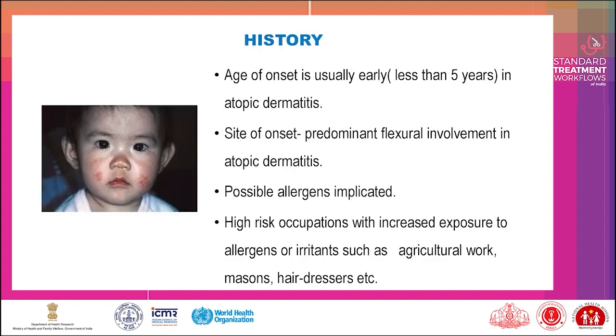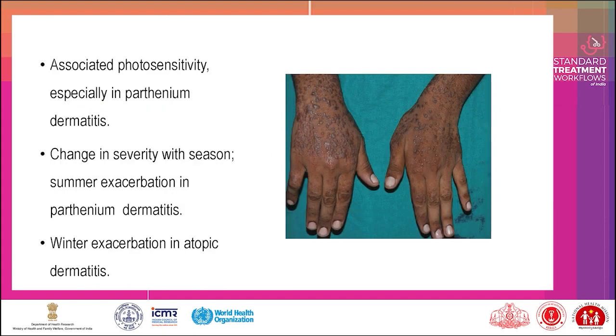History of eczema includes the age of onset, which is usually early, that is less than 5 years in case of atopic dermatitis. Site of onset, predominant flexural involvement in atopic dermatitis. Possible allergens may be implicated. High risk occupations with increased exposure to allergens or irritants, such as agricultural work, hairdressers, etc. Associated photosensitivity, especially in Parthenium dermatitis. Change in severity with season: summer exacerbations in Parthenium dermatitis, winter exacerbations in atopic dermatitis.